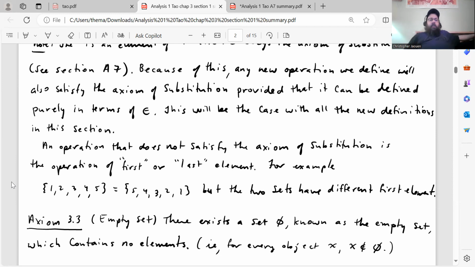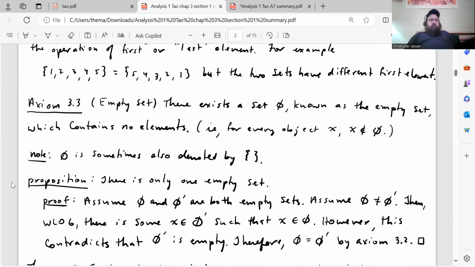For example, if you look at these two sets, the set containing the numbers 1, 2, 3, 4, 5 is equivalent to the set containing 5, 4, 3, 2, 1. They're equivalent as sets. However, notice that the two sets have different first elements. So that would be an operation that doesn't satisfy the axiom of substitution.